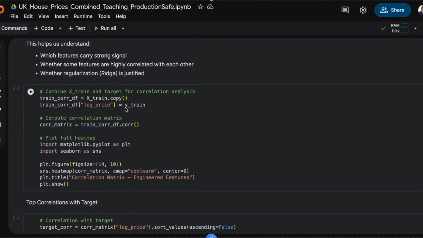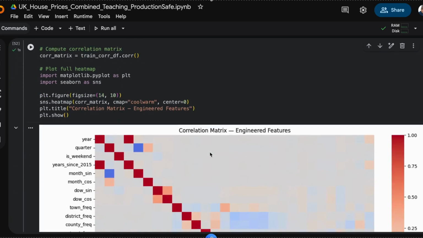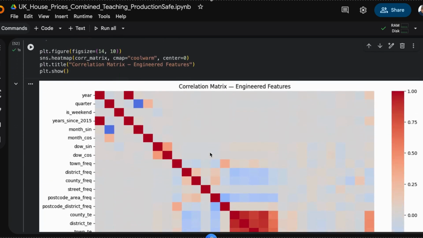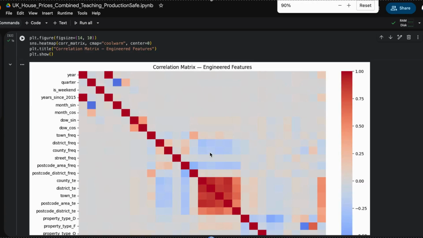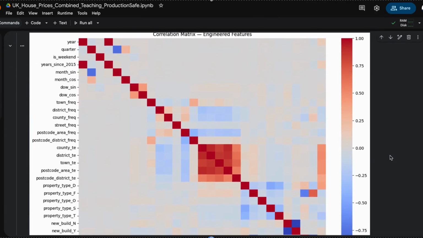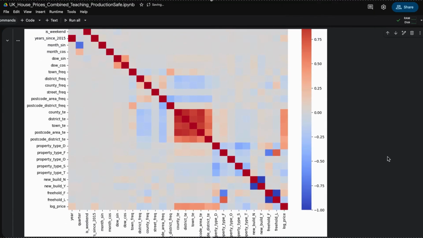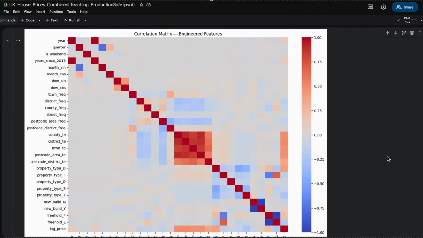Specifically, we look at correlation. This heat map shows the pairwise correlations between all engineered features and the target variable. Correlation values range between -1 and 1. 1 means perfect positive relationship, -1 means perfect negative relationship, 0 means no linear relationship.